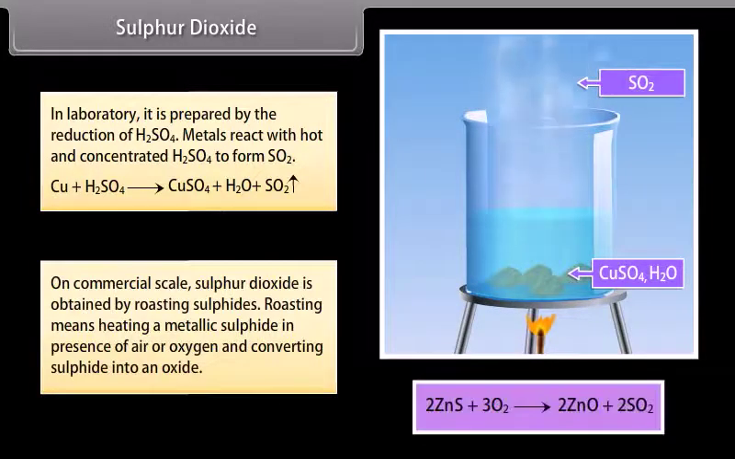On commercial scale, sulfur dioxide is obtained by roasting sulfides. Roasting means heating a metallic sulfide in presence of air or oxygen and converting sulfide into an oxide.